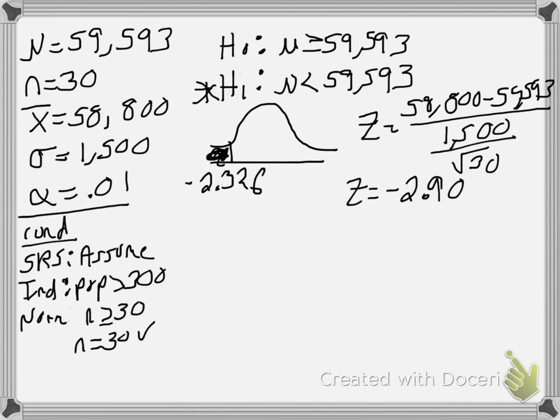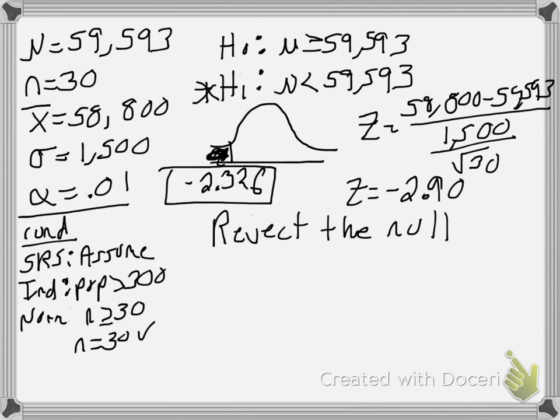So, at this point, I want you to think for a second. What am I going to say? Am I going to reject or fail to reject? Well, negative 2.90 is in the critical zone, right? It is less than negative 2.326. So we are going to reject the null. And guys, do you see why it's so important for me to see what your critical value is? Because if you just tell me z is negative 2.90 and then give me an answer, I don't know if it's where it needs to be or not. All right, so we are rejecting the null.